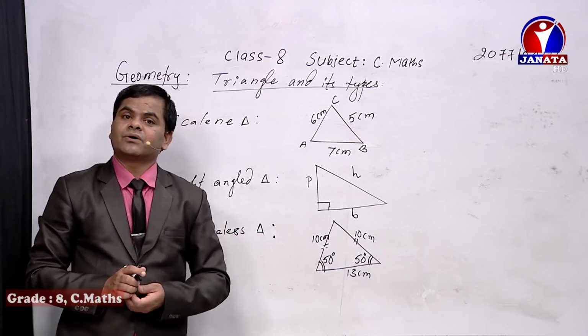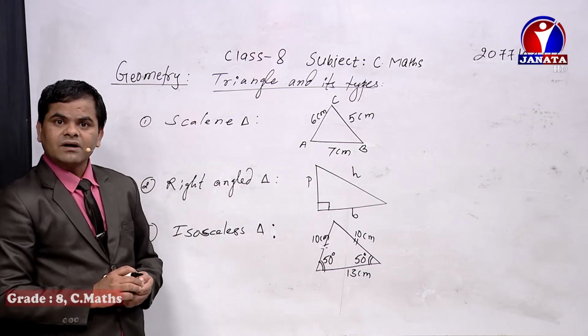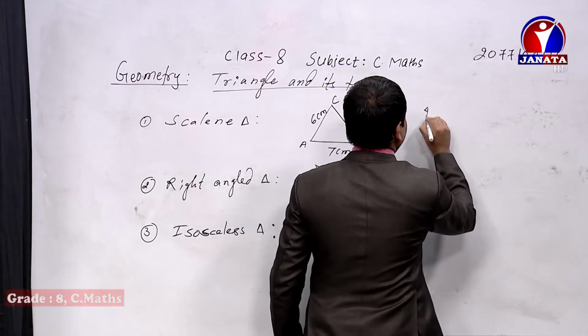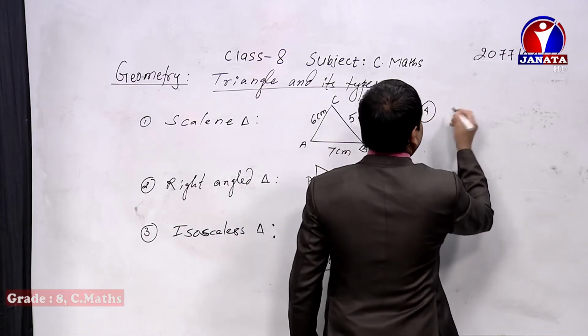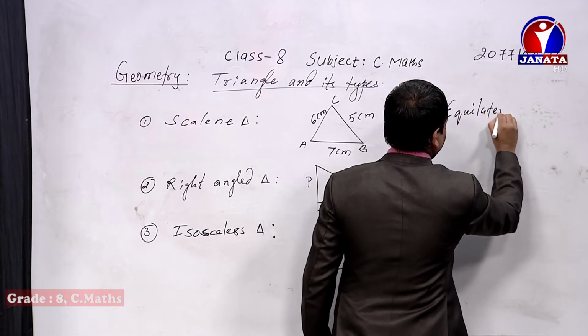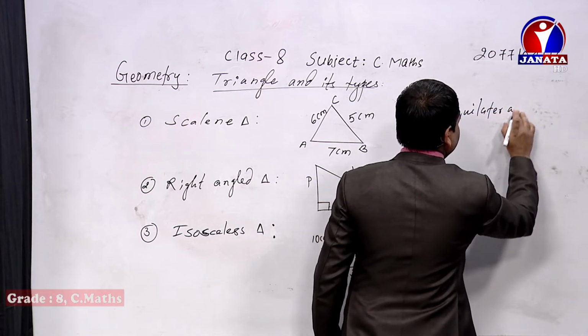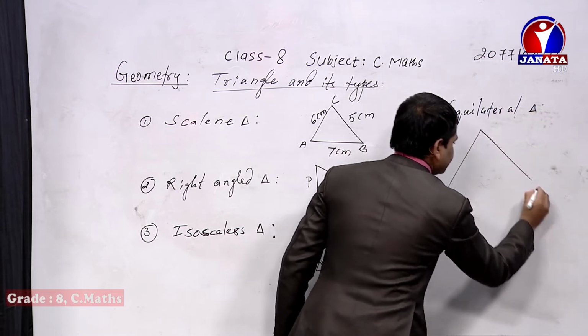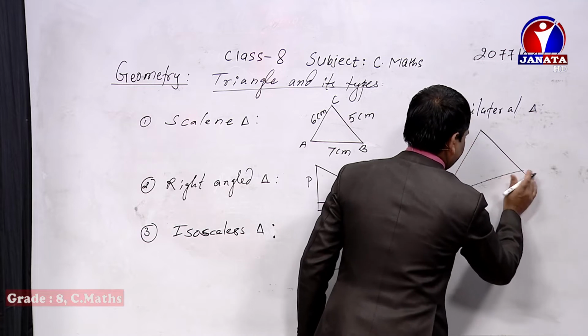That type of triangle is altogether what we call an isosceles triangle. Now, dear students, let's focus on another one. The last one is equilateral. Okay, equilateral triangle.